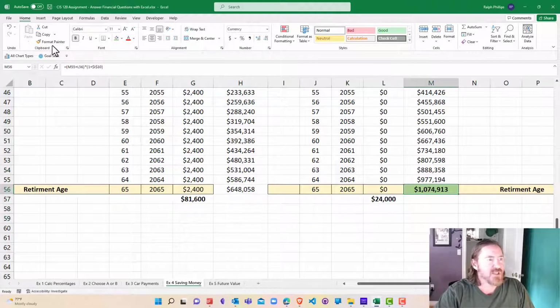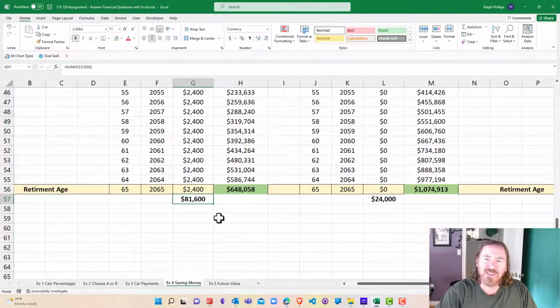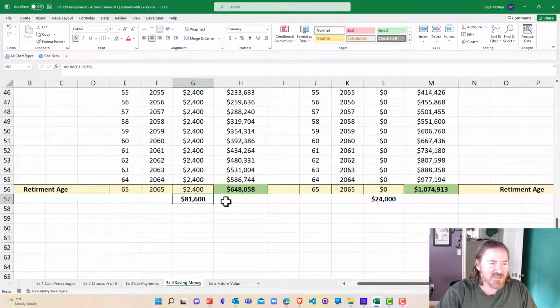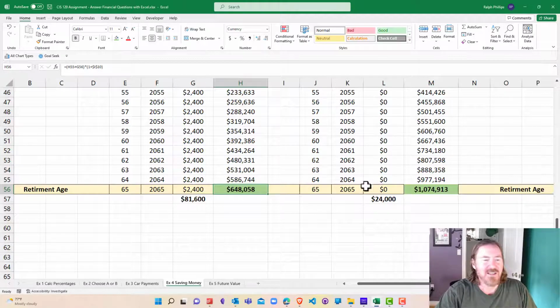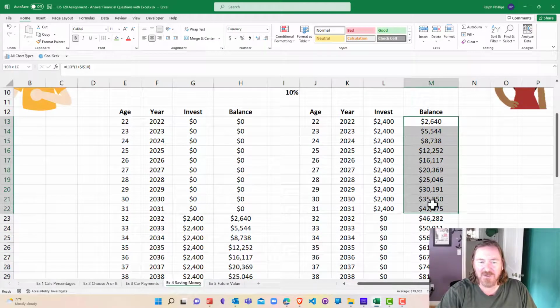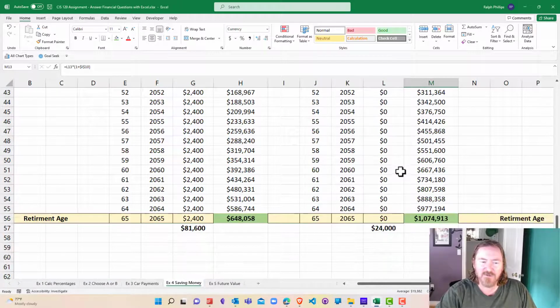Oops, that didn't work. Let's try that again. Format painter, click, there we go. So even though the first woman invested over $81,000, her retirement nest egg is only 650 grand. So she had to invest more to get less because she waited later. The first woman gets all this compounding early on, and she has something called time value of money. She has a longer time horizon, which means that money has more time to compound over and over and over.